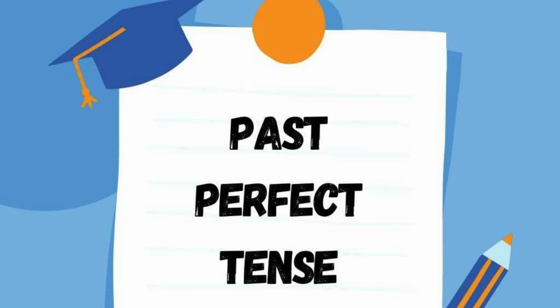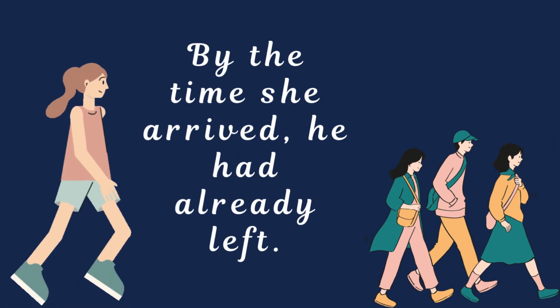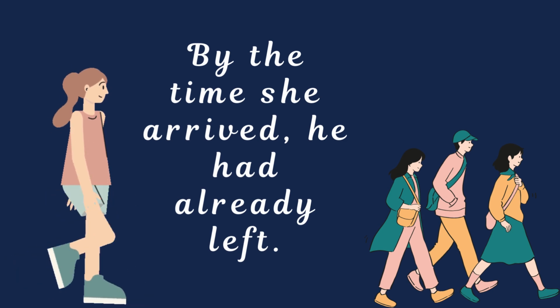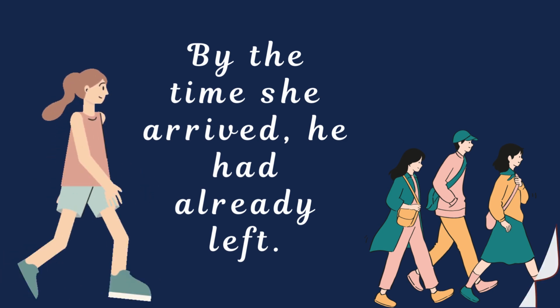Ready? Let's get started. The past perfect tense is used to describe an action that was completed before another action in the past. Think of it as the past of the past. For example, by the time she arrived, he had already left. The action of leaving was completed before the action of arriving.